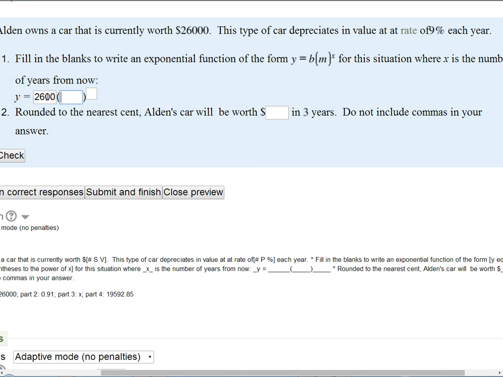Would it be 0.09? Somebody raise a hand. Let's see hands. Yes, sir. Isn't it 0.91? Everybody see that? Why? Because if it's depreciating, that's decay, right? It's going down 9%. By what we just talked about, if we want to write that as a constant multiplier, we have to add negative 0.09 to 1, or subtract 0.09, right? So that's got to be 0.91.